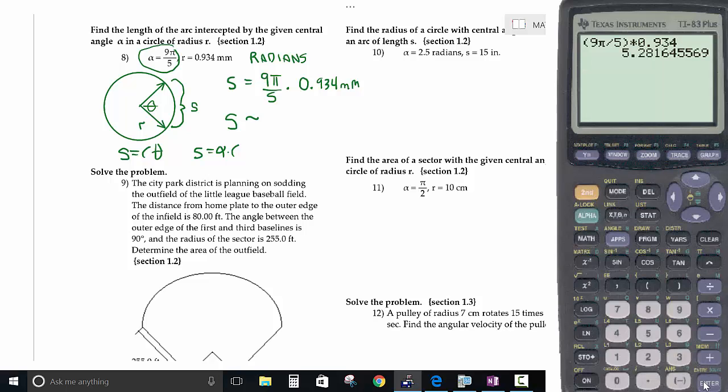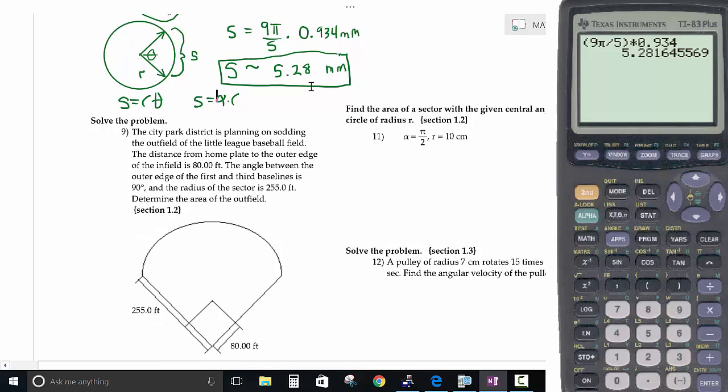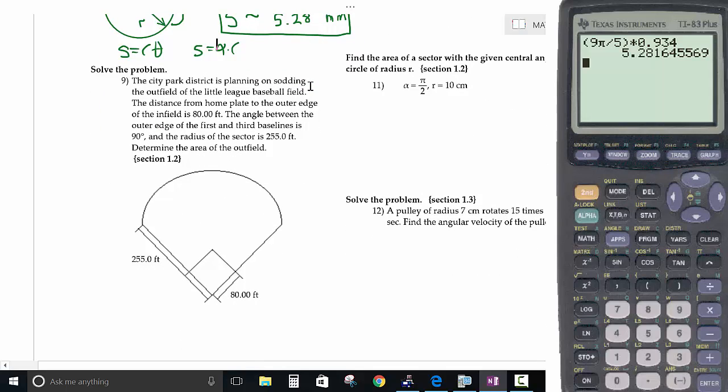Then we'll round that off. I think the problem does not really say how to round off, so it doesn't matter. So let's just round this maybe to 2 decimals. So that would be about 5.28 millimeters. So that would be the length of the arc. The key thing when you're doing that is to make sure that you're in radian measure. Okay, let's see what this next problem has going down here.